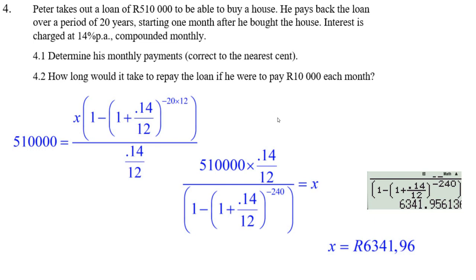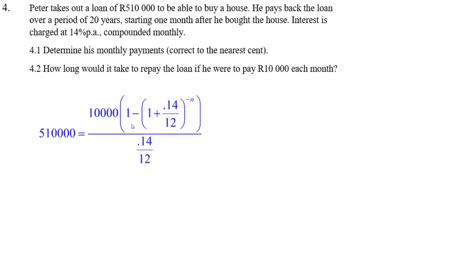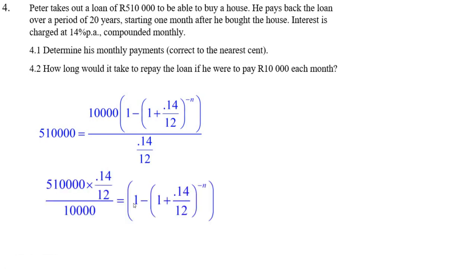Now, how long would it take to repay the loan? If he paid 10,000 a month, not 6,000, but 10,000, how long would it take? Well, we're going to use the same present value thing, but we're going to put 10,000 in here. We want it to pay off this loan. What would n be? Okay, well, there it is. There's your formula. You multiply this through, you divide by 10,000, and that's what we did.